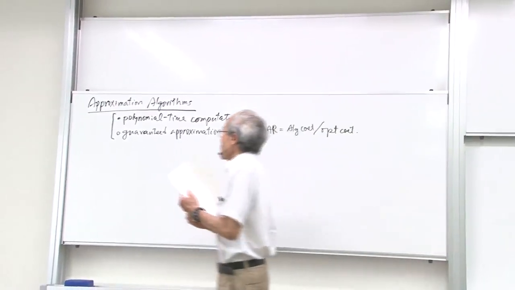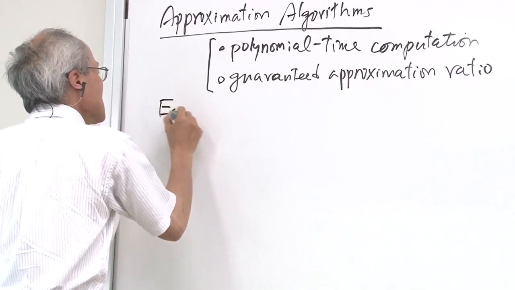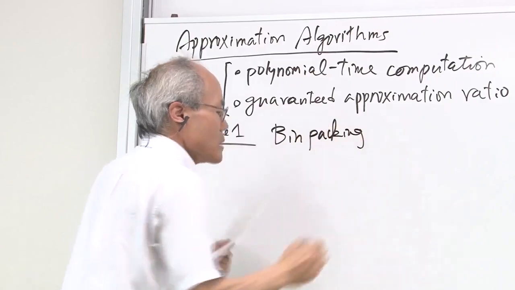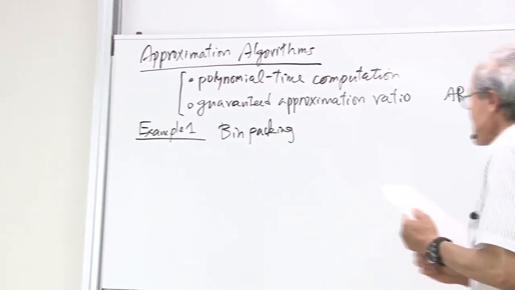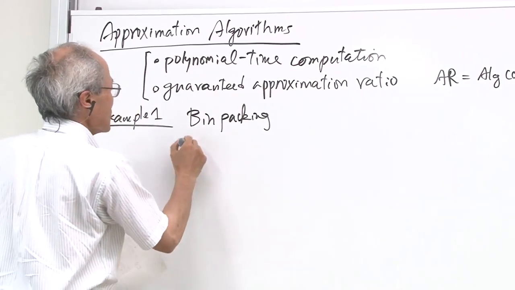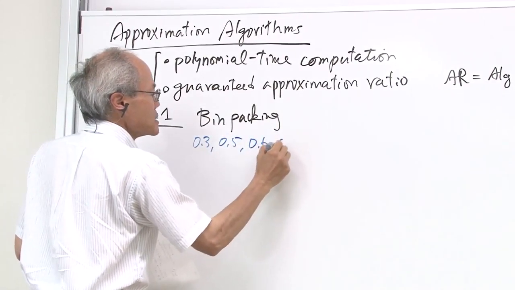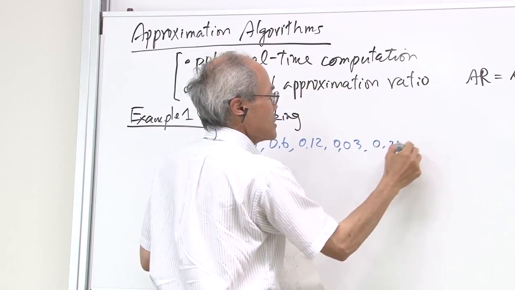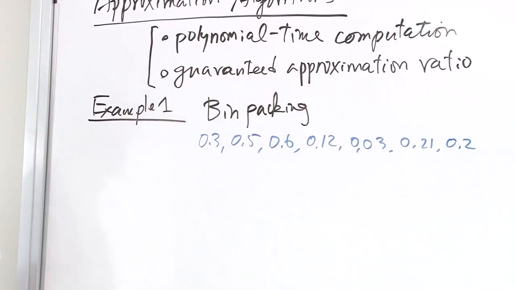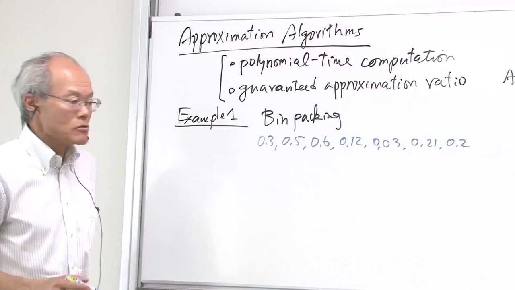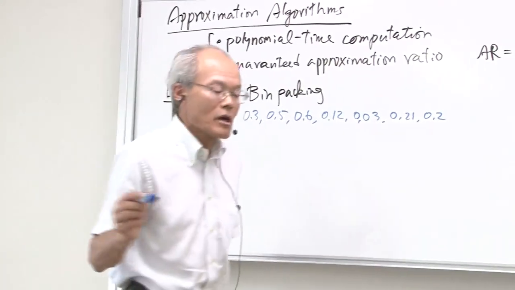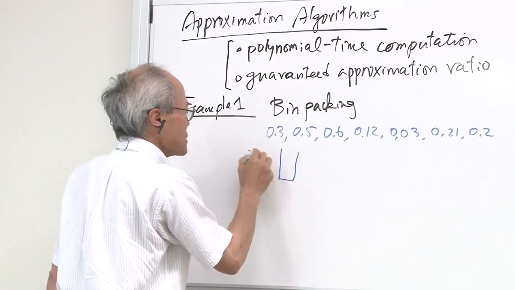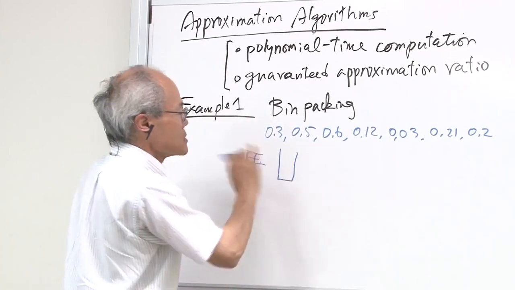Okay. The first example I told you is bin packing. We are given items that are just numbers. So 0.3, 0.5, 0.6, 0.12, 0.03, 0.2. These are the items we are given. And our task is to put all items into bins of size one. And I'll show you the first fit algorithm. It's a pretty easy algorithm.